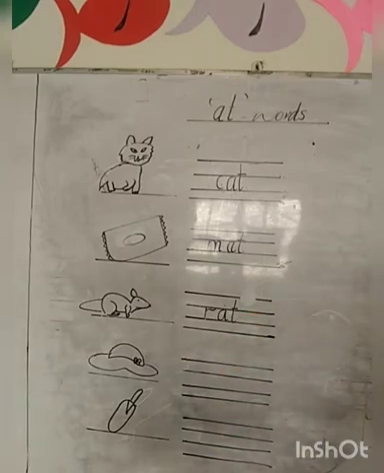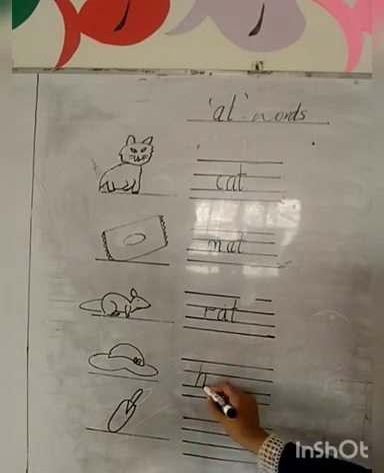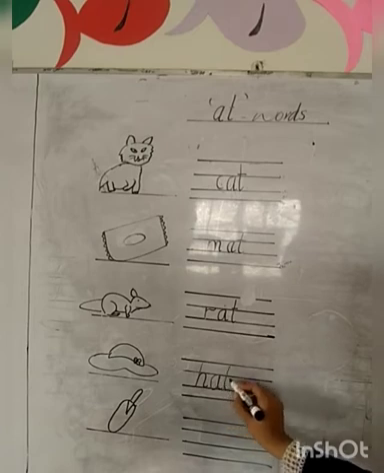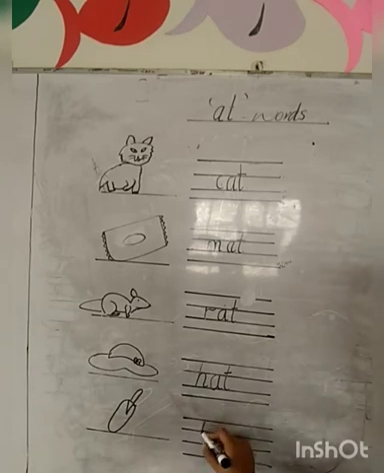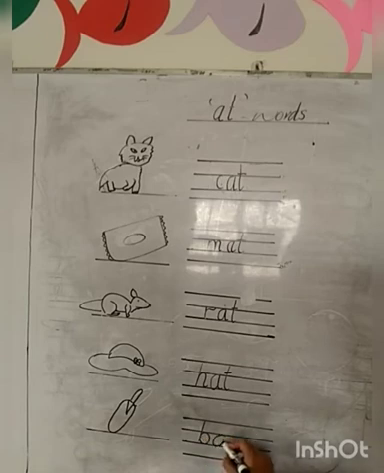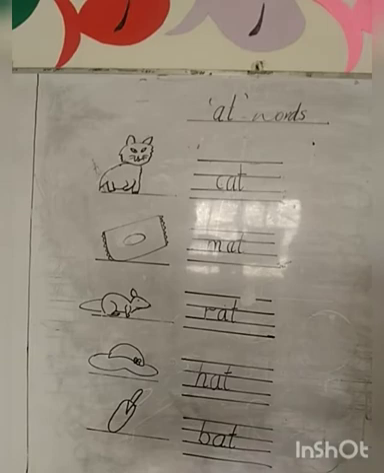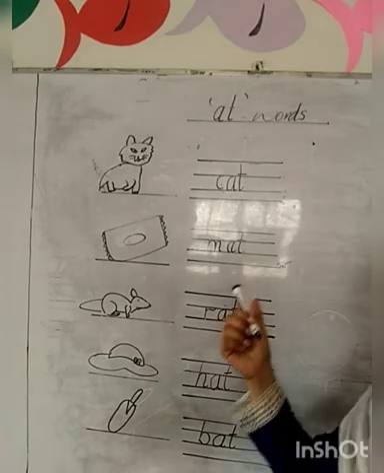While doing the work, be careful. Write in the line. Don't cross the line because it creates a bad impact and the teacher will think that my student can't do work neat and clean. So that's why be careful while writing. It's a hat. At, hat. Is it a ball? No, no, no. Is it a sun? No, no, no. It's a bat. B-A-T, bat.